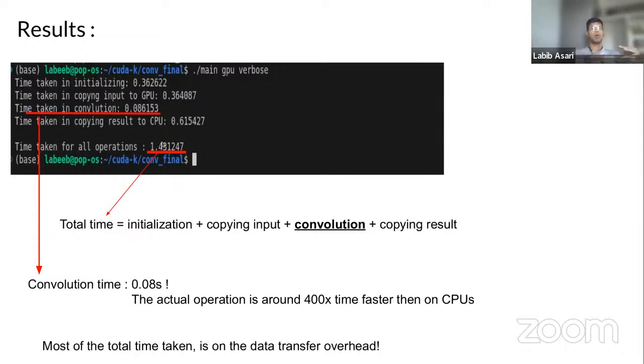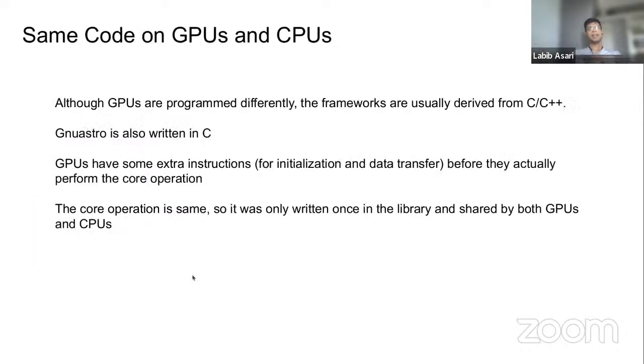So yeah, most of the time of this 1.4 seconds is taken by initializing the GPU and copying the data to the GPU memory and copying back to the GPU memory. But the core operation, which is the convolution operation, it is optimized a lot. And then this was also an experiment that we did. We tried to run the same code on the GPU and the CPU.